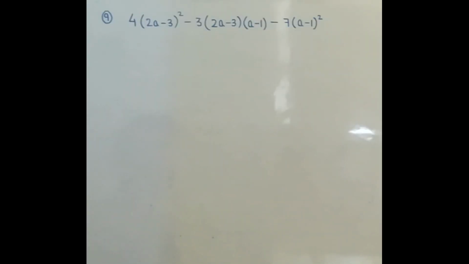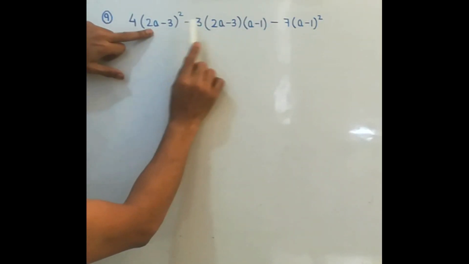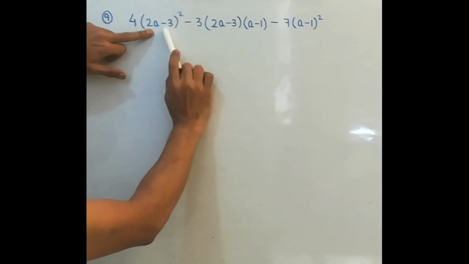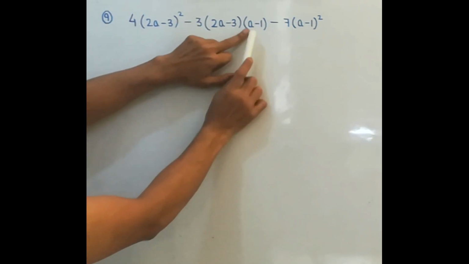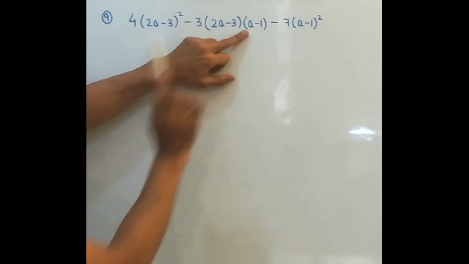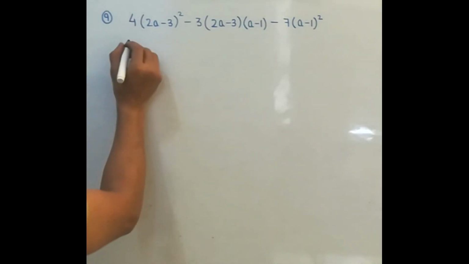Question number 9, if you see, then 2a minus 3 is in two places. So one substitution for this. And then we have a minus 1 in two places. Then second substitution for this. That means in this question we have to do two substitution. One for 2a minus 3 and the second one for a minus 1.